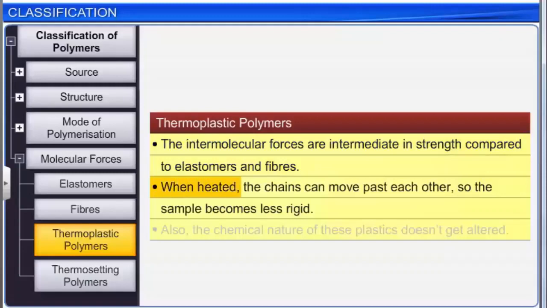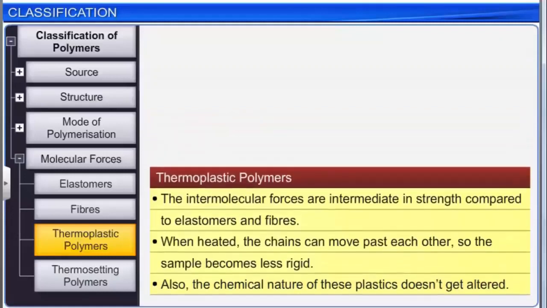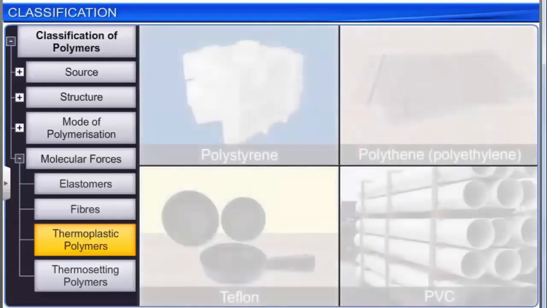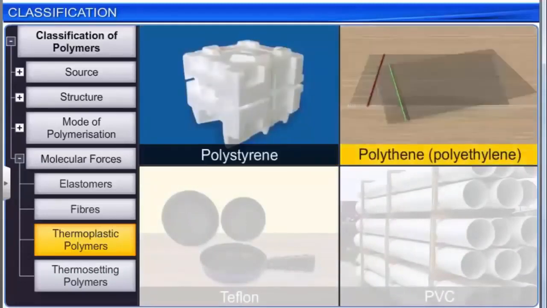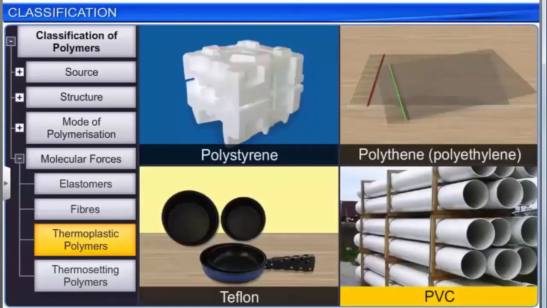When heated, the chains can move past each other, so the sample becomes less rigid. Also, the chemical nature of these plastics doesn't get altered. Note that these plastics can be recycled after use. Some examples of thermoplastic polymers are polystyrene, polythene or polyethylene, and Teflon, and polyvinyls such as PVC.